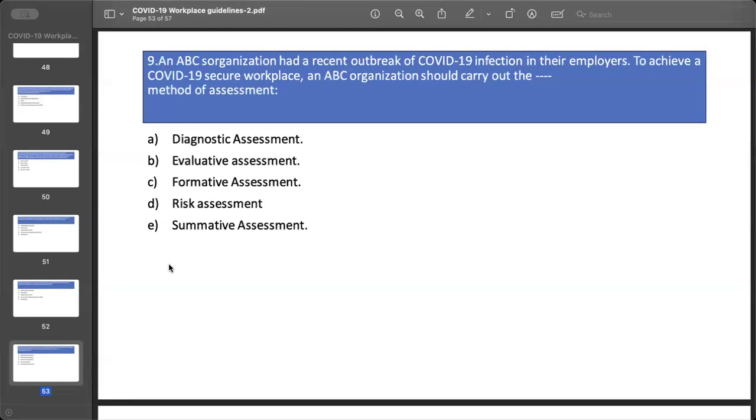Question number 9. An ABC organization had a recent outbreak of COVID-19 infection in their employees. Achieve a method of assessment. Option A, diagnostic assessment; option B, evaluative assessment; option C, formative assessment; option D, risk assessment; and option E, summative assessment. D is the right answer.